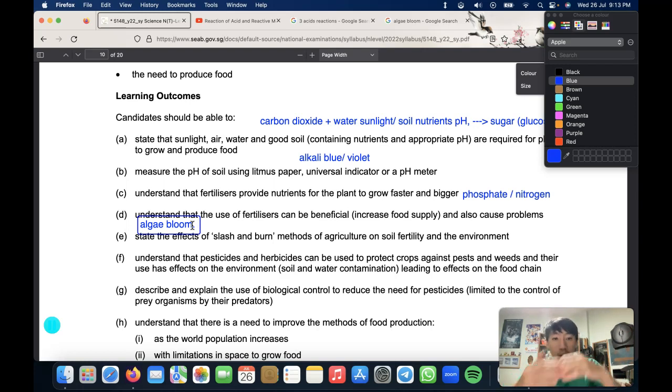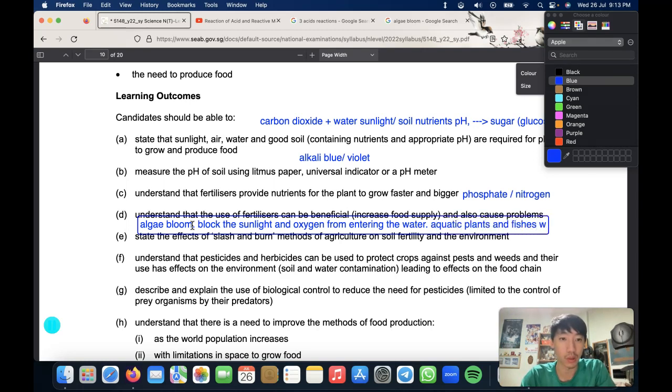What's an algae bloom? All these green algae will block the sunlight and oxygen from entering the water. So if no sunlight and no oxygen can enter the water, how will the aquatic creatures survive? It's the fishes in the sea, and also the plants in the sea. If there's no sunlight, the plants will die. So aquatic plants and fishes will die because there's a lack of oxygen. It's all because of algae bloom, when too much fertilizer goes into the water.